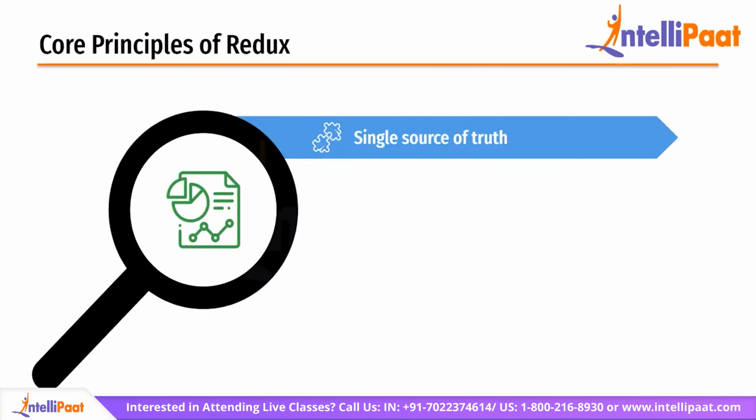Starting with single source of truth, in Redux, the entire state of an application is represented by a single JavaScript object called the store. So this store is responsible for managing the entire state of the application, and it is the only place where the state is stored. By having a single source of truth, it becomes easier to manage the state of an application and make sure that the different parts of the application are always in sync.